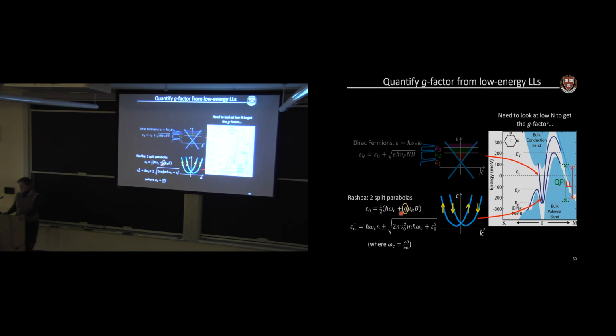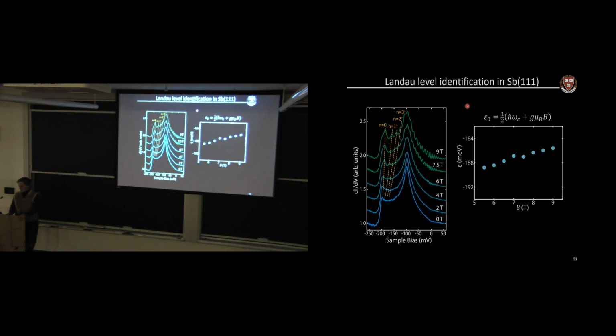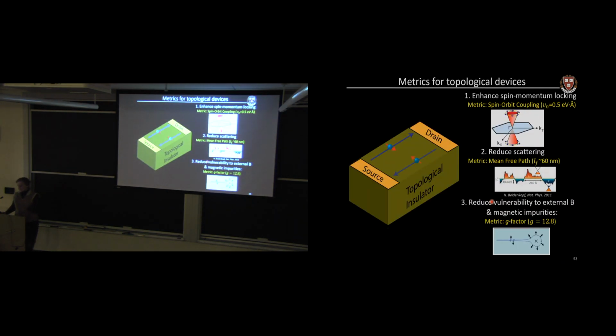And so we can fit the energy of the bottom Landau level as a function of magnetic field. Here the Landau levels as a function of field. By fitting those energies as a function of field, we can back out a G factor of about 12, which is not so large for this material, but it's larger than a free electron. Okay, so this has given us a way with STM to measure these metrics for spintronics devices. And so this is a way that we can quantify future topological materials.